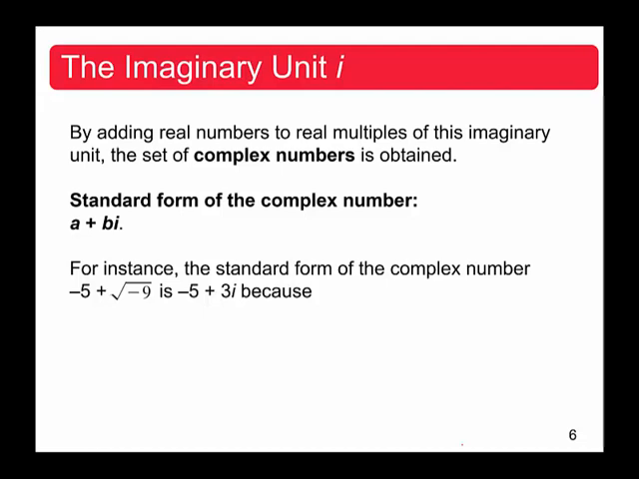So the standard form of the complex number typically look like a plus bi. Okay, and here we call a the real part. a is what we call the real part, a real number part. And bi is called a complex part.